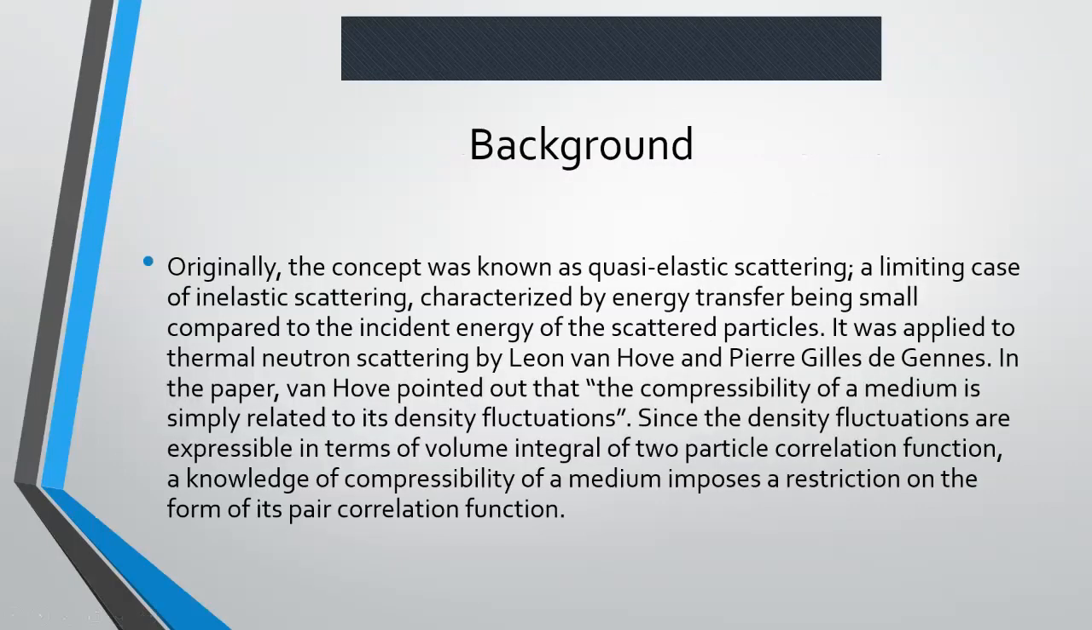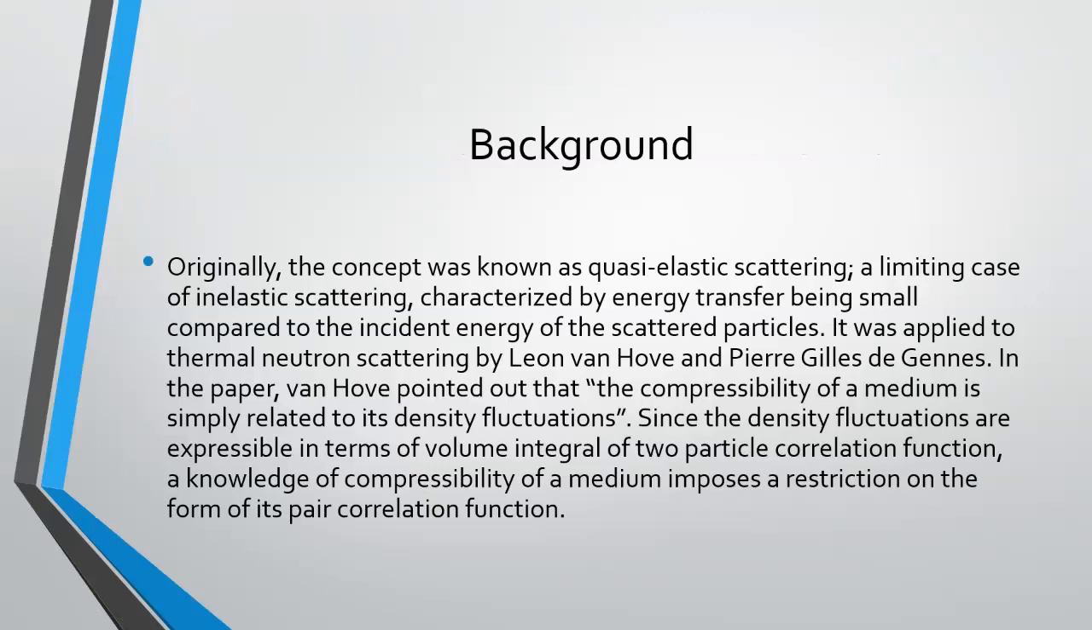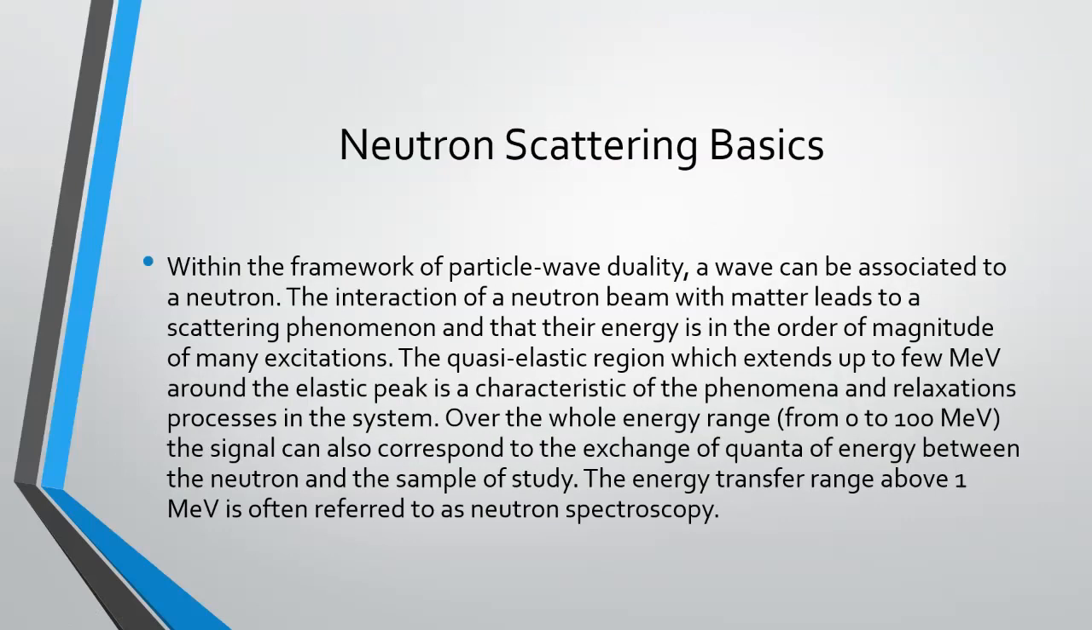So, the limiting case of inelastic scattering, characterized by small energy transfer, is thermal neutron scattering, described by Leon Van Hove and Pierre-Gilles de Gennes. In the paper, Van Hove notes that since the density fluctuations are expressible in terms of the volume of a medium, this imposes a restriction on the form of its pair correlation function.